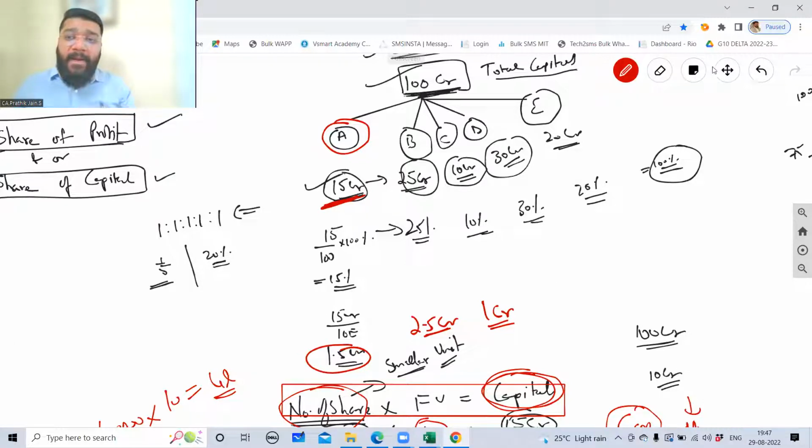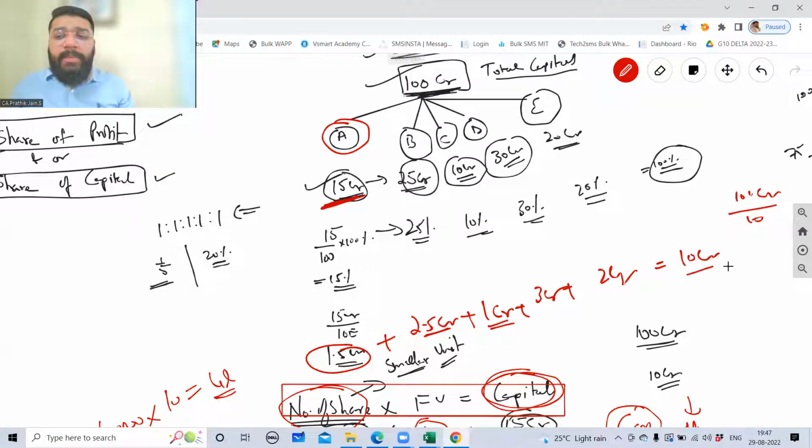Then 3 crore shares. Then here it is 2 crore shares. So 1.5 plus 2.5 plus 1, how much is this equal to? So 100 crore rupees is the total capital. Divided by 10 will be 10 crore. So this will be 10 crore.